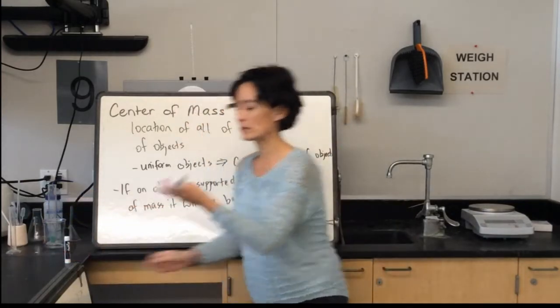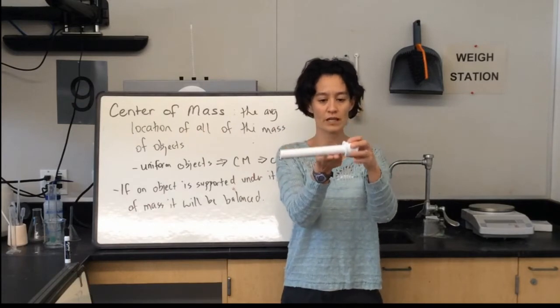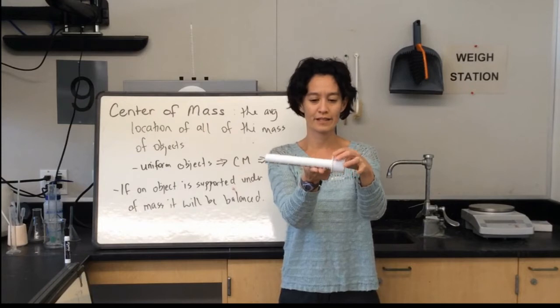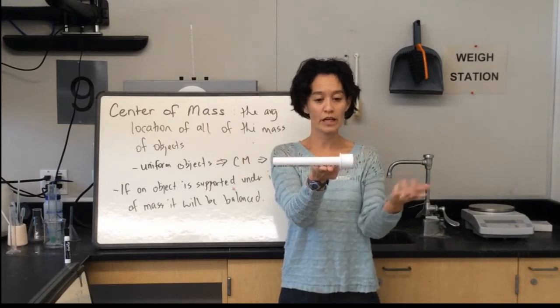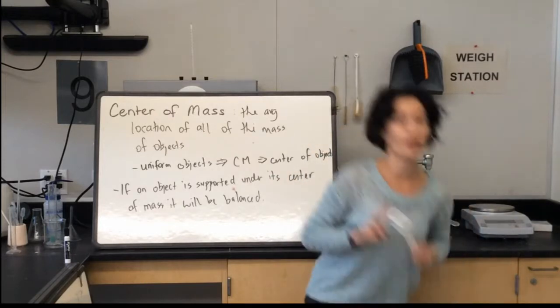For this object, we'll see. My assumption is the center of mass is closer to this side, so if I put, oh, it's rolling. If I put the support underneath there, it won't fall, but if I just did it at the direct center, it would definitely rotate.